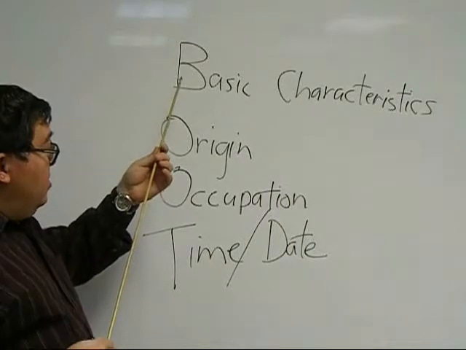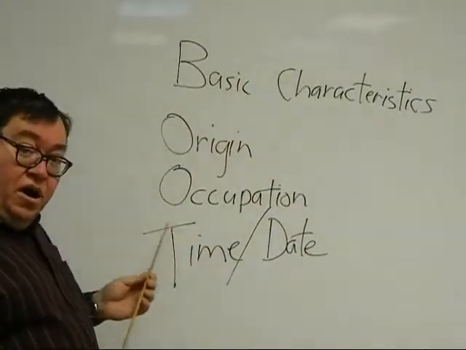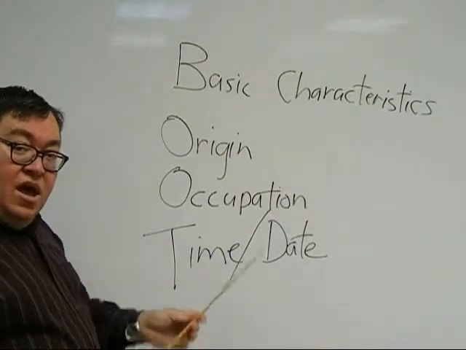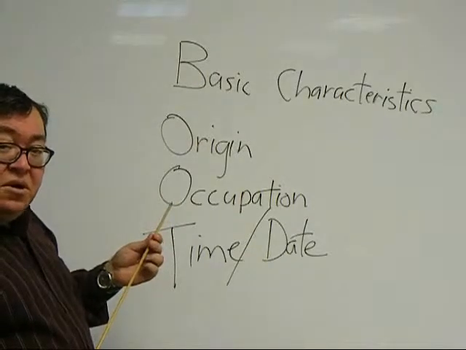So these four letters, B, O, O, and T, stand for basic characteristics, origin, occupation, and time or date. And these things, which are relatively permanent things, are things that you use the verb ser to talk about.